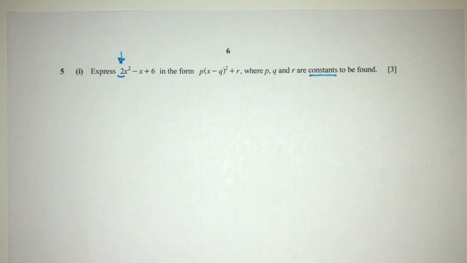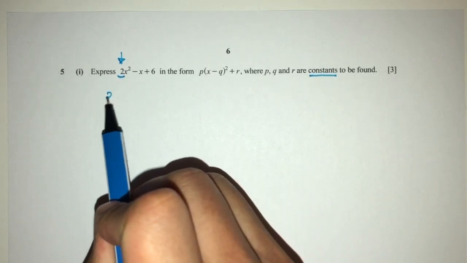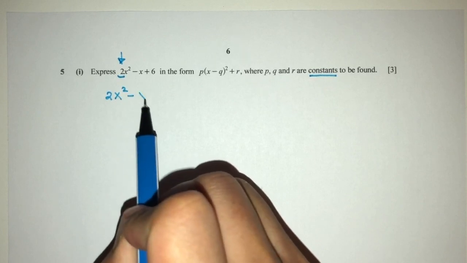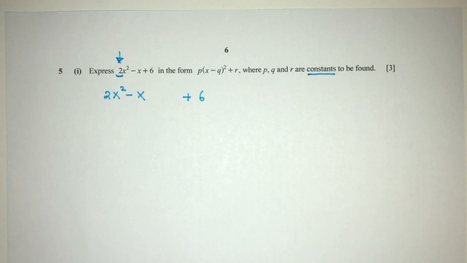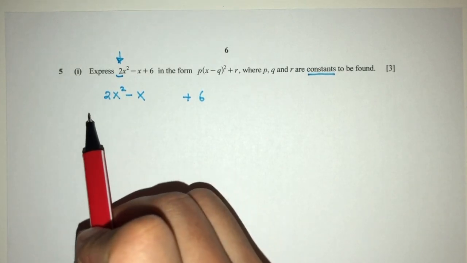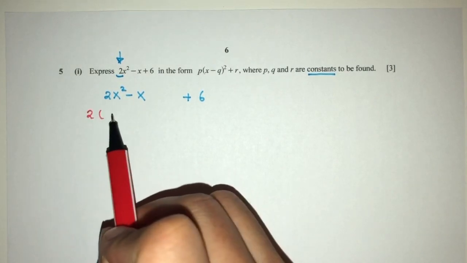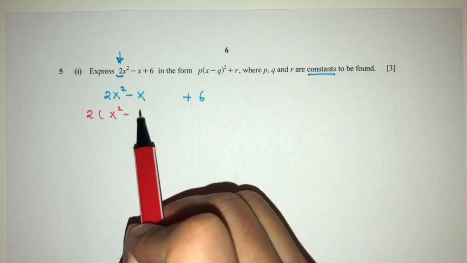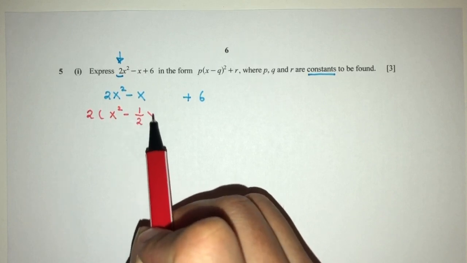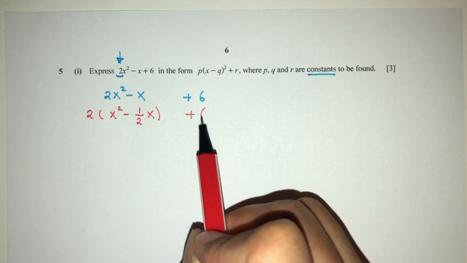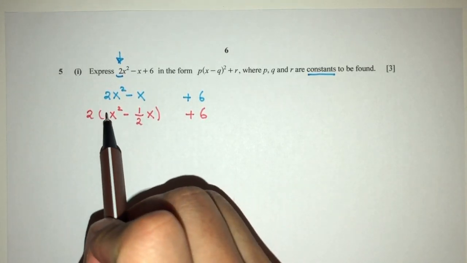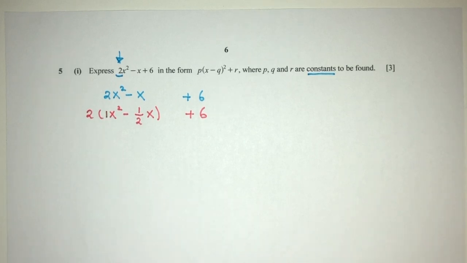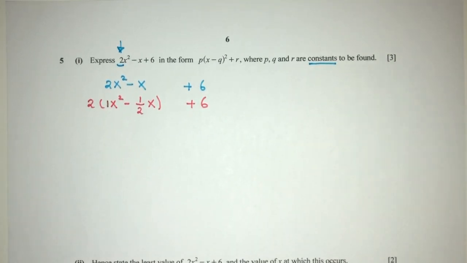But first, what I'd like to do is rewrite this down. I will have 2x squared minus x plus 6. Now I have to find a way to take this outside, so factorize 2 outside. That will be x squared minus 1 over 2 x plus 6. Okay, so next step, because now the value here is 1, we can continue to the next step. So that's the first thing we need to make happen for it to be possible.